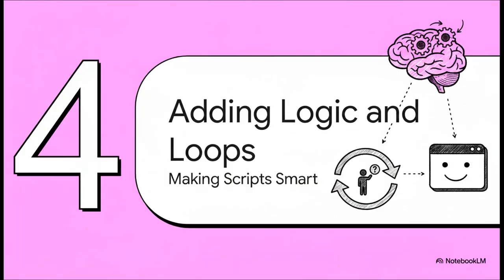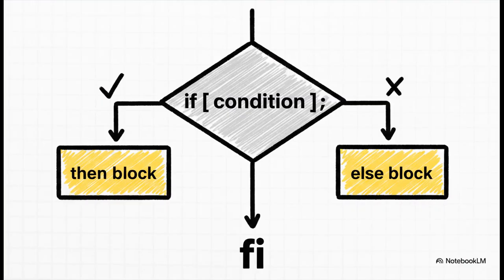Now we are getting to the really fun stuff. This is where we give our scripts a brain. A script that just runs commands top to bottom is a tool, but a script that can make decisions, check conditions, and repeat actions, that's a true automation powerhouse. And the absolute cornerstone of all decision-making in scripting is this, the if, then, else block. It works just like it sounds. You say, if some condition is true, then do this stuff. Else, if it's not true, do this other stuff instead. The fi at the end is just if spelled backward. It's how Bash knows the block is finished. This is how your script starts making choices.